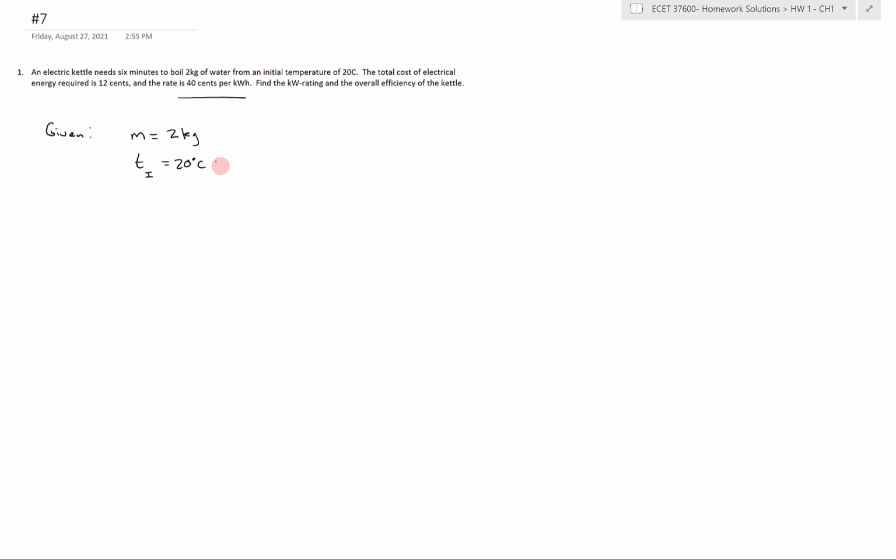So the total cost of electric energy was 12 cents, so we're going to pay 12 cents. We don't really have a symbol for that in this class. 12 cents, that looks like this, right? You don't use that symbol too much anymore. 12 cents. And then the rate. We didn't have a symbol for rate either, but that's 40 cents per kilowatt hour. 40 cents per kWh, right? When you see the word per, that tells you that's a division.